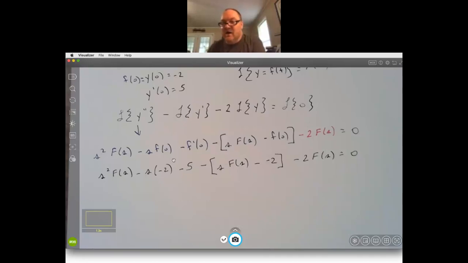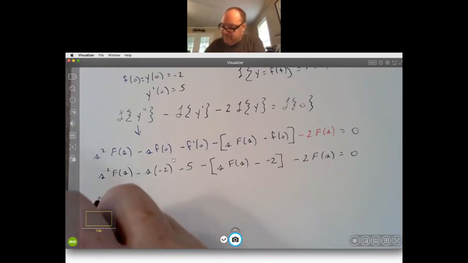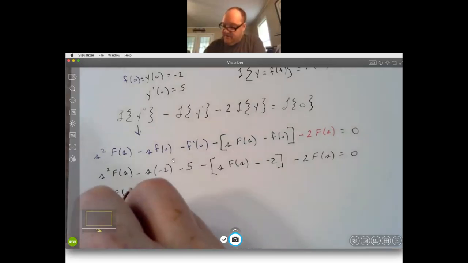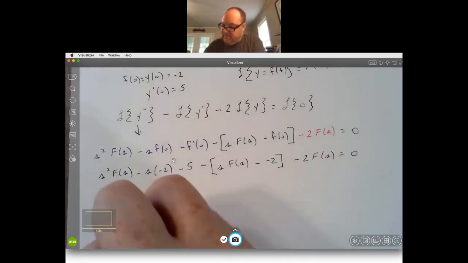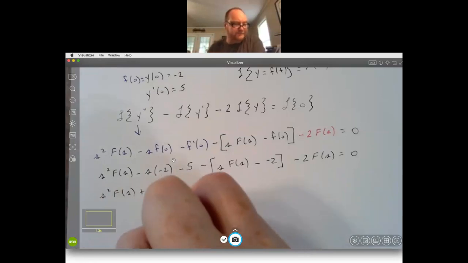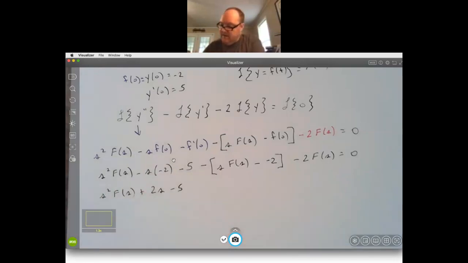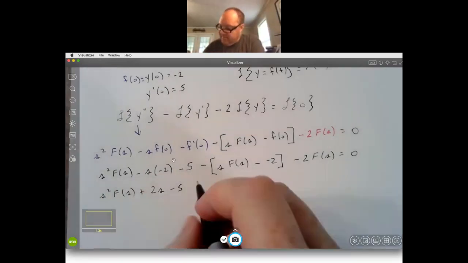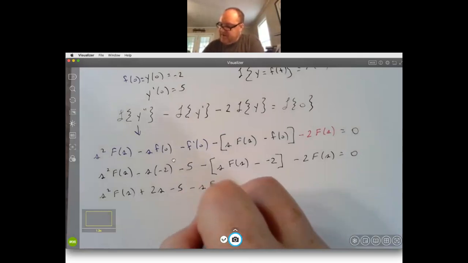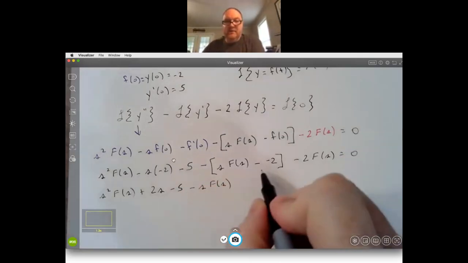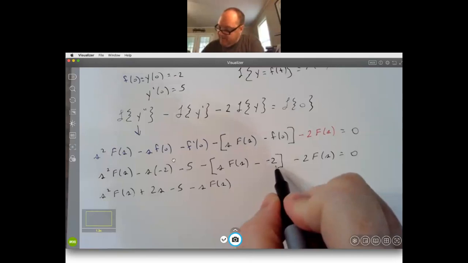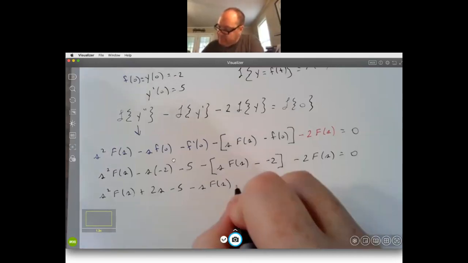And you don't have to show me all these steps. I'm trying to show you everything there, but let's clean it up as best we can. So I have S squared F of S, plus 2S, minus 5, minus S F of S. So this is going to be what? Plus 2. This negative is going to make it back to negative 2.